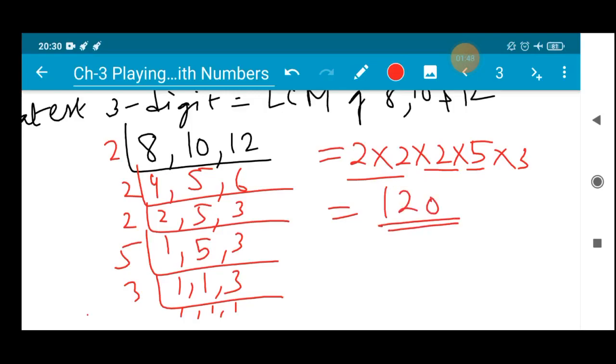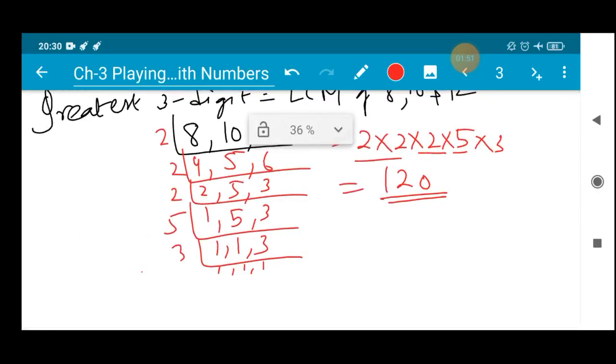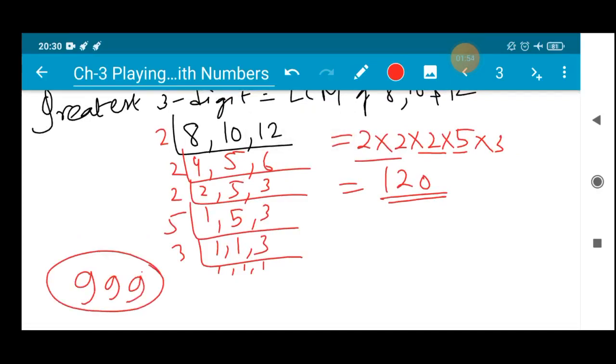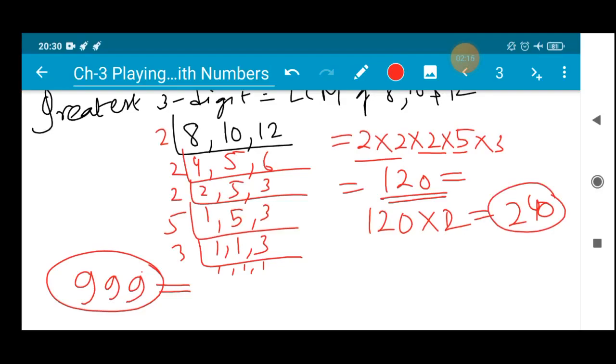So what is the greatest 3-digit number? The greatest 3-digit number is 999, right? So we have to get the number exactly this or below this. But 120 is itself a 3-digit number. Now, when we go through the multiples of 120, say 120 times 1 is 120. So let's go with 120 times 2. It is 240. So we are getting another number which is greater than 120. So 120 cannot be our greatest 3-digit number, right? Absolutely. So we have to go on checking the multiples.